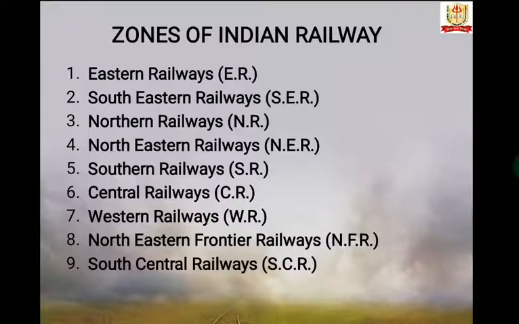In 1950, the Indian government acquired control over all Indian railways except a very few private companies. The entire railway system, comprising 35 railway administrations before April 1951, was regrouped into the following 9 zones: Eastern Railway, Southeastern Railway, Northern Railway, Northeastern Railway, Southern Railway, Central Railway, Western Railway, Northeastern Frontier Railway, South Central Railway.